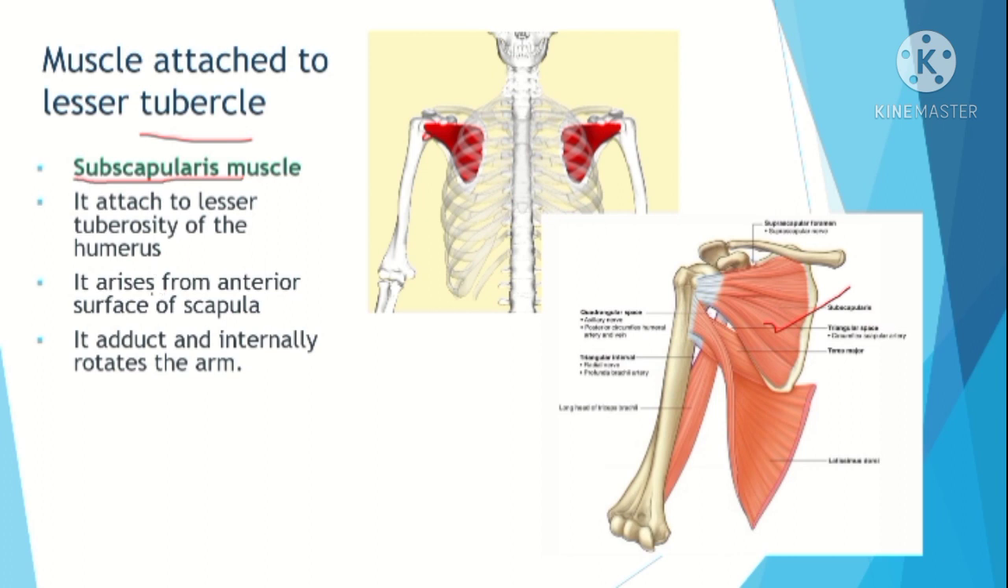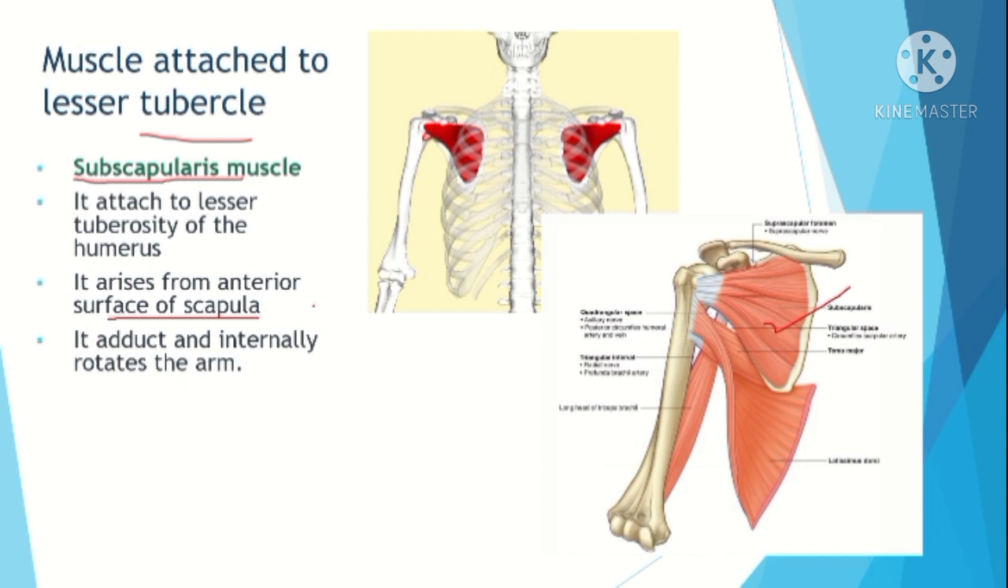Origin. The muscle arises from the anterior of the scapula, the whole anterior of the scapula. What is the insertion of the muscle? The insertion is the lesser tubercle of the humerus. Very easy concept to understand if you try to understand it. Origin is from the subscapular region, meaning the anterior region of the scapula, whereas the insertion is the lesser tubercle of the humerus. What is the function?